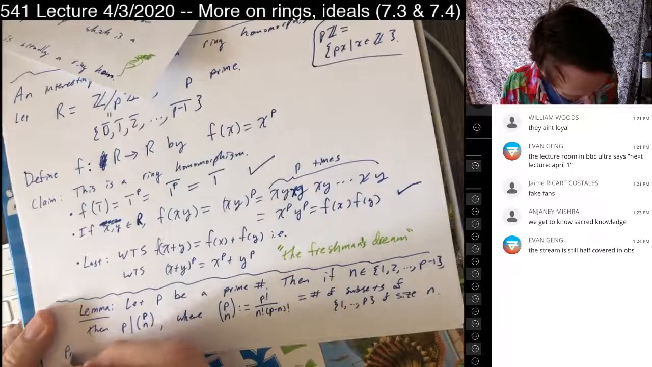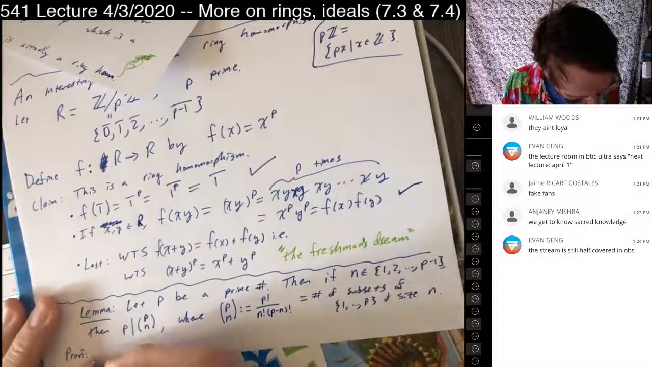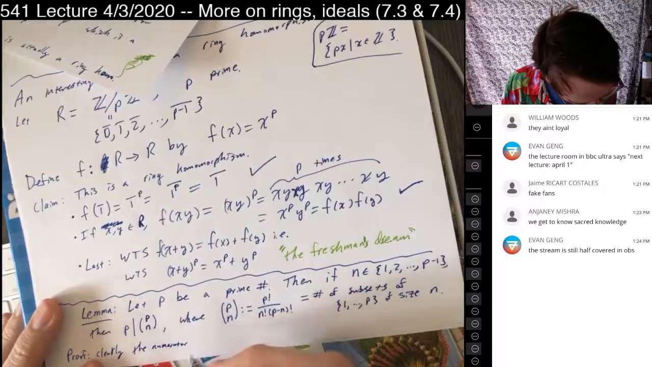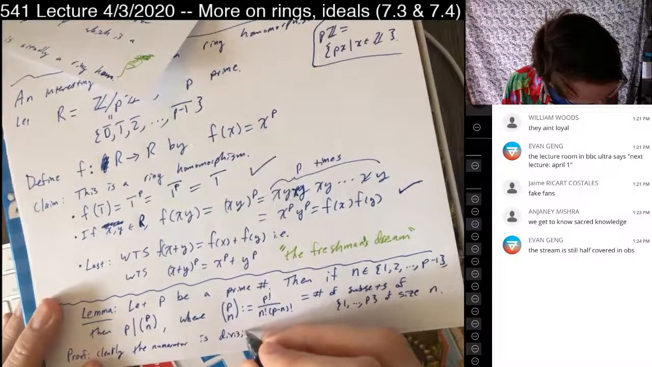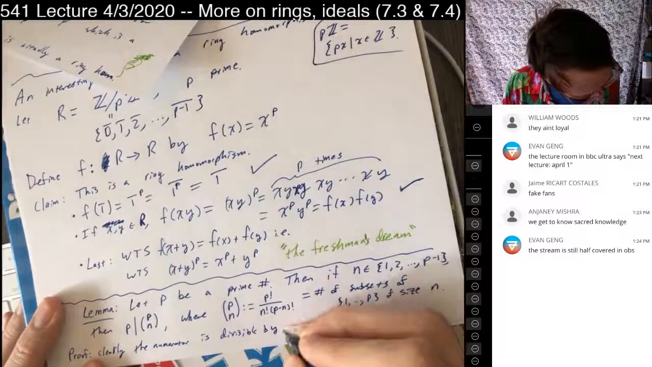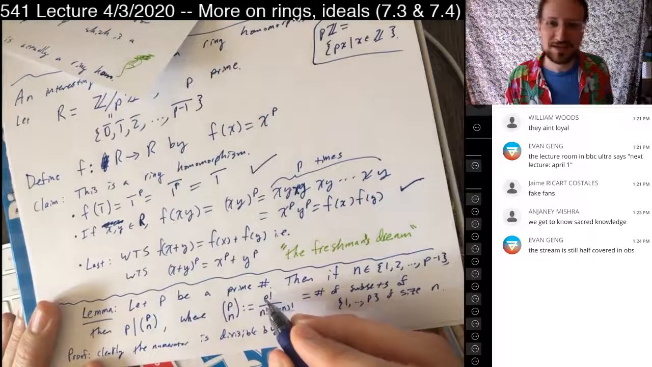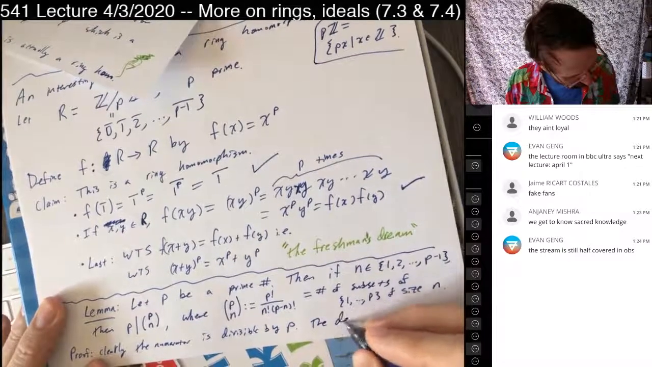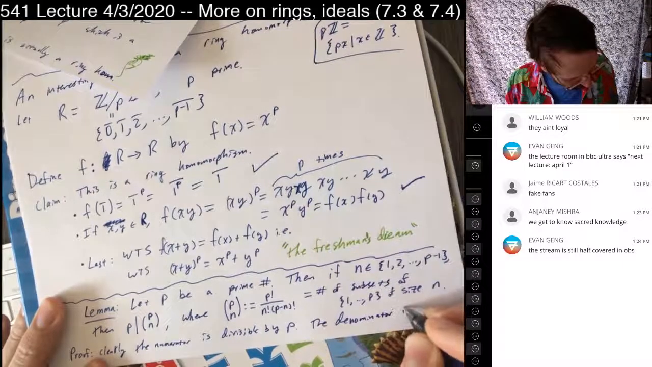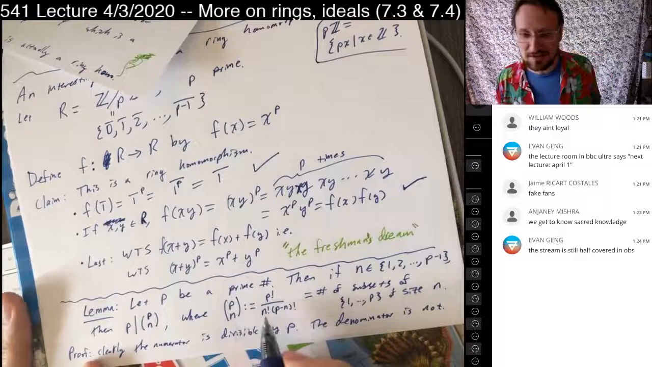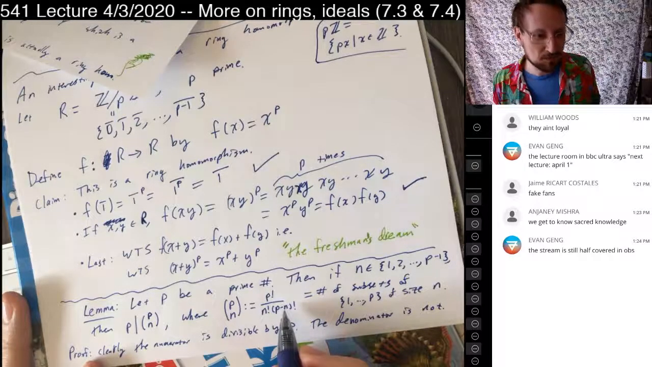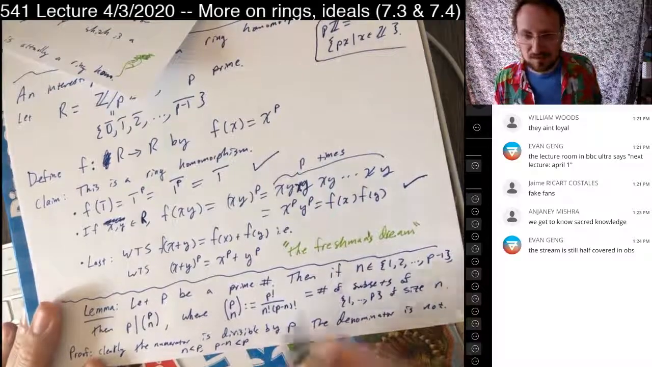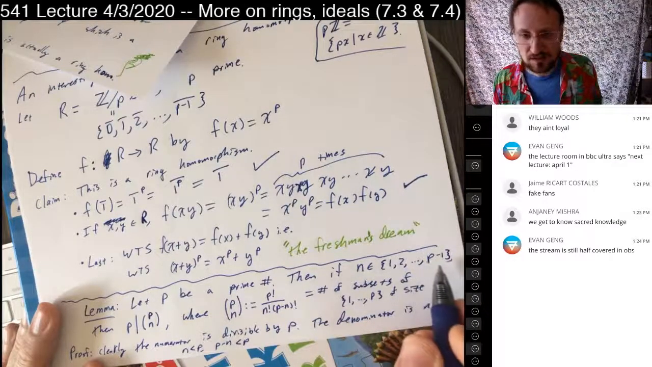So as a proof, clearly the numerator is divisible by p here because it's p factorial. It's p times some other stuff. And the claim is just that the denominator is not. And I think that's also pretty easy to see because n and p minus n are both less than p, since n was at least 1 and at most p minus 1.